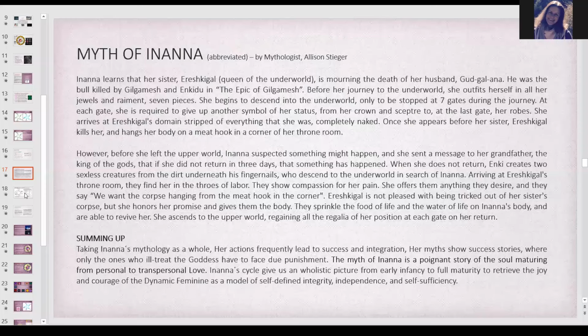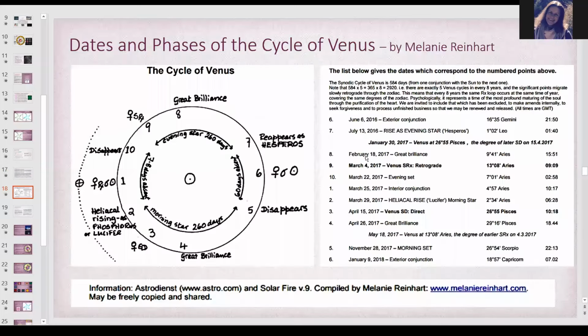So we can apply the myth of Inanna to the cycle of Venus. And here are the dates and phases of the cycle of Venus by Melanie Reinhardt, who gives permission to anybody to freely copy and share this material. So, looking at the diagram here, let's start at February 18th, number 8. Venus is at her greatest brilliance at 9 degrees Aries. Going over to number 9 on March 4th, Venus stationary retrograde at 13 Aries 08.